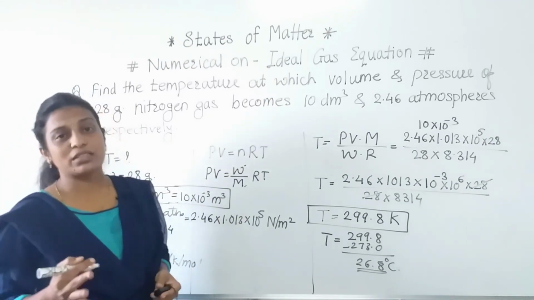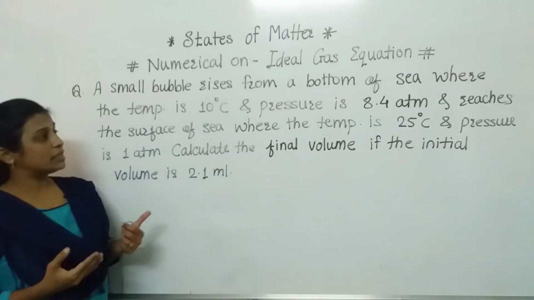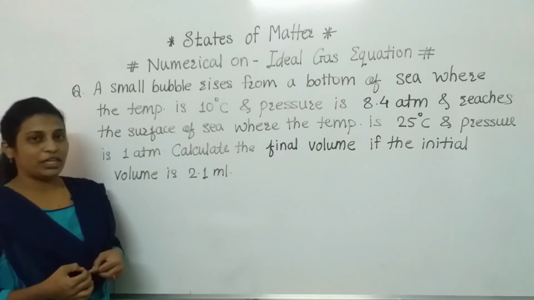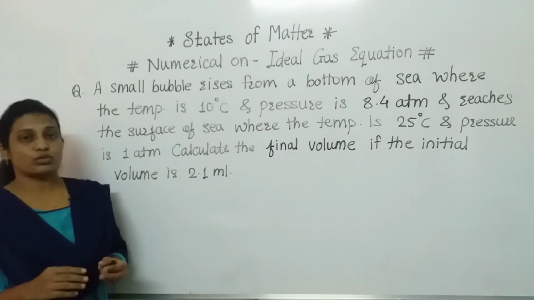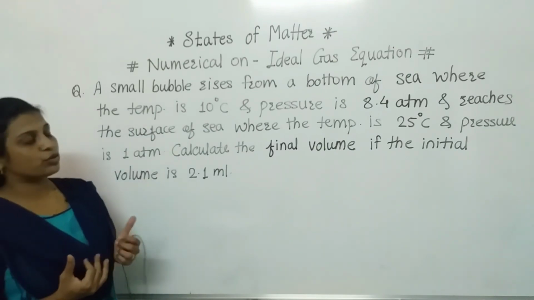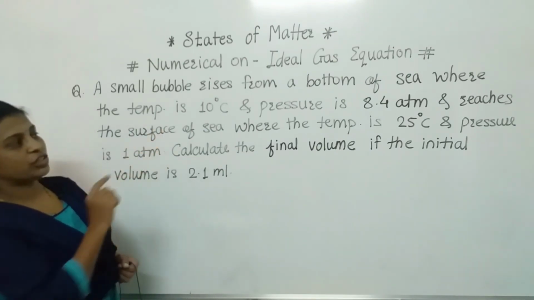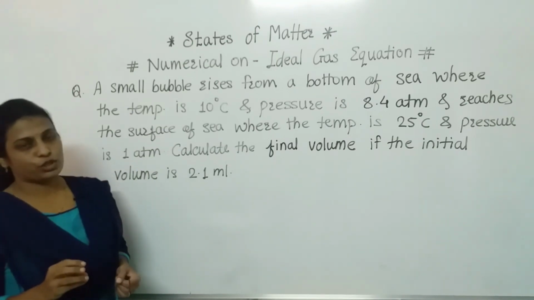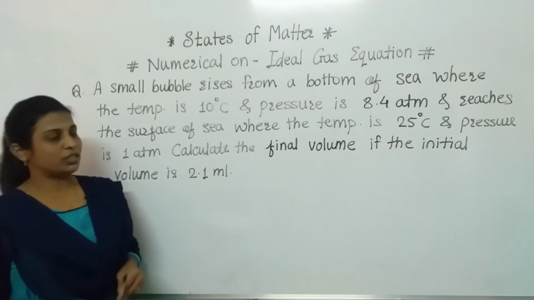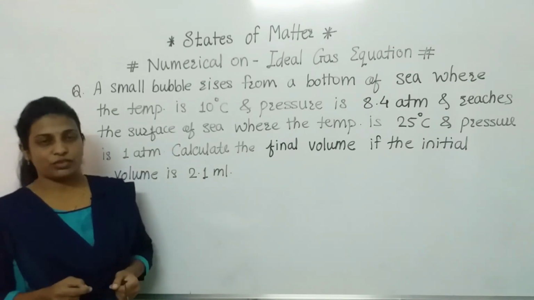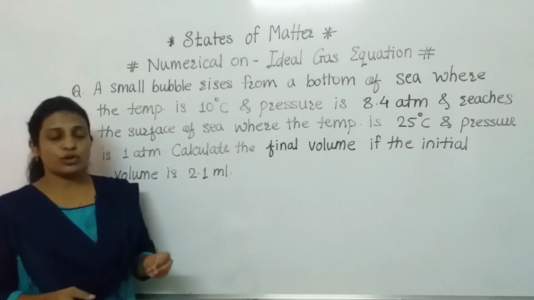So here we have completed the third numerical. Dear students, this is the last example, and it is not for me, it is for your practice purpose. Hope everyone will try to solve it. I will give you one idea. Here both pressures are given in atmosphere, so no need to convert them. You have to take all these values as they are. Only the temperature you have to convert into Kelvin. Hope everyone will solve it.